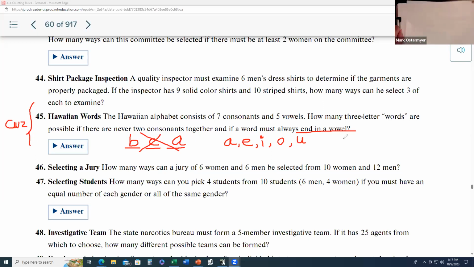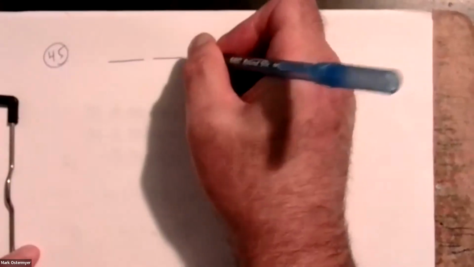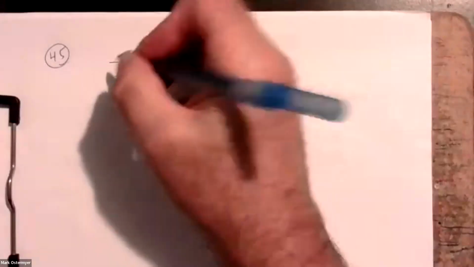So we can look at this problem and think of it as 3 slots. Now the word has to end in a vowel. V for the word vowel. And we cannot have back-to-back or adjacent consonants. So we cannot have a consonant and a consonant. This is not accepted. Okay, can't have that.